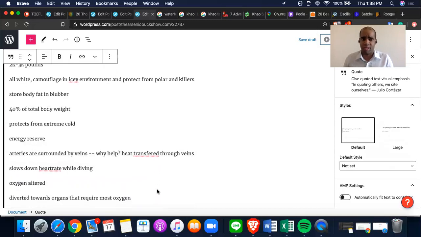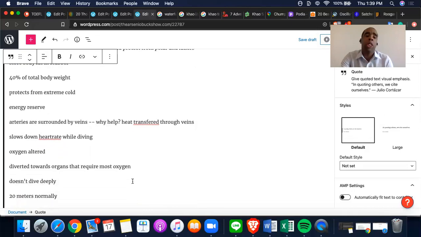Now, stores body fat and blubber. This is very similar to something I had heard before. I can't remember if it was on ITP or if it was in one of the Speaking For segments. But 40% of the total body weight is, I'm guessing, stored in the body fat. I'm not exactly sure. But anyways, protects from extreme cold, okay?